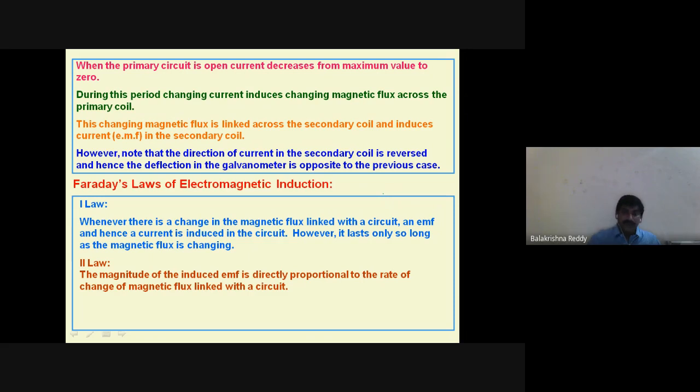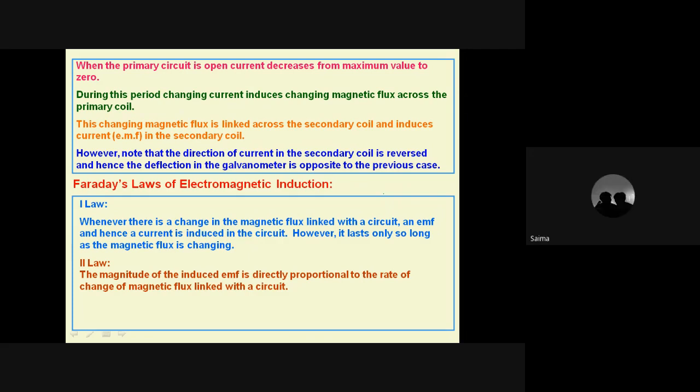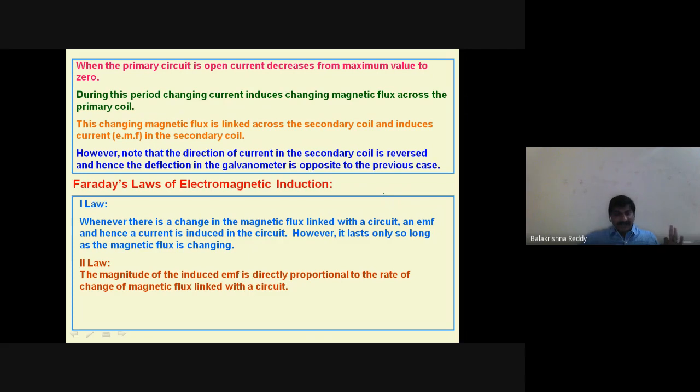So this is the second law. The first one is that whenever there is a change in the magnetic flux linked with the circuit, EMF induces, and hence current induces, as long as the magnetic flux changes. Now, the magnitude of induced EMF is directly proportional to the rate of change of magnetic flux linked with the circuit.